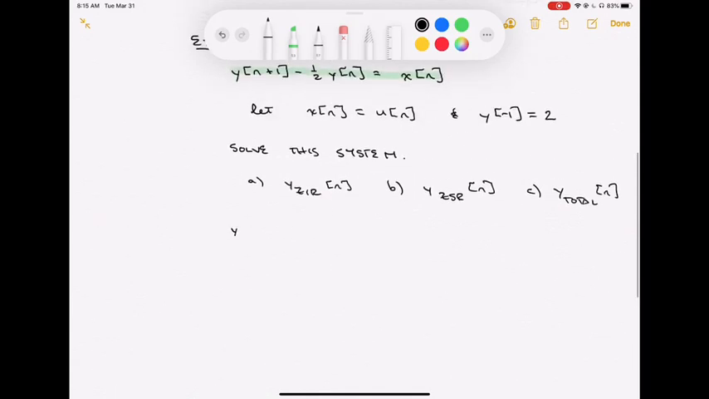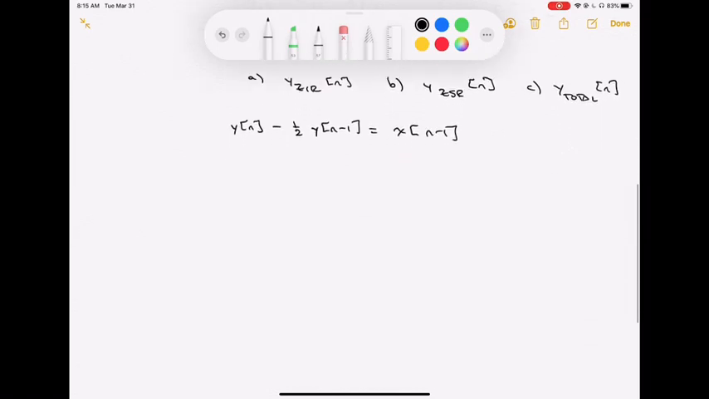So if I do that, I'm going to get y of n. I just delay everything by 1. And I'm going to have a minus 1/2 y of n minus 1 being equal to x of n minus 1. I've got a delay form difference equation now.